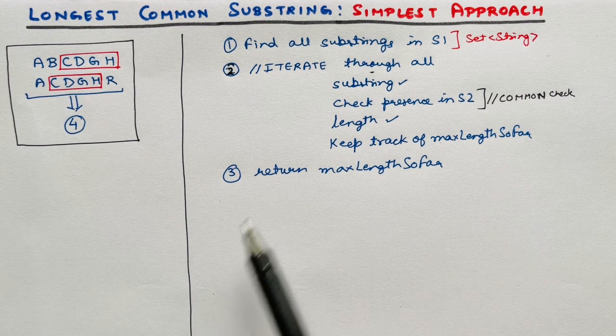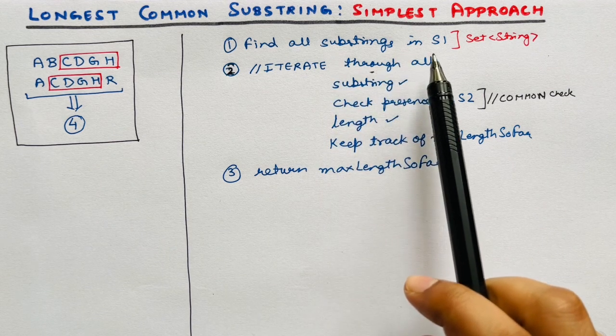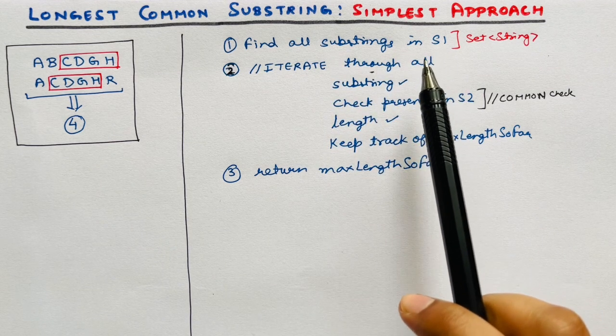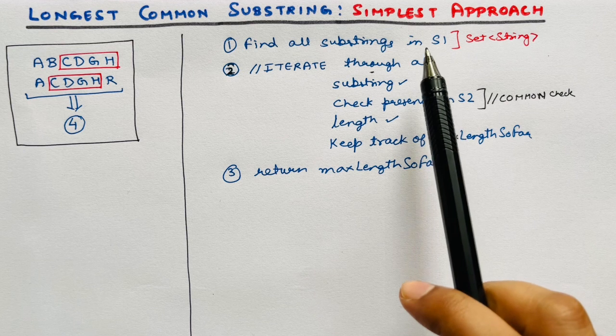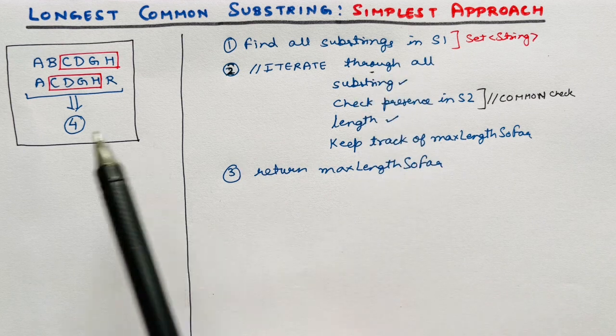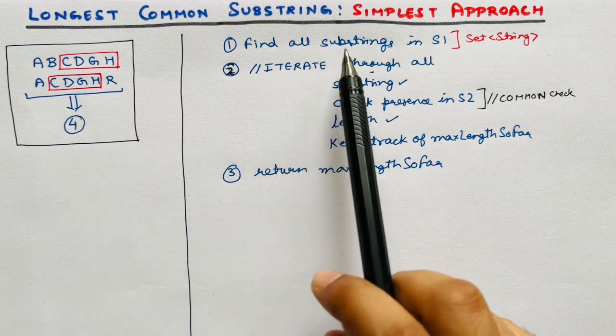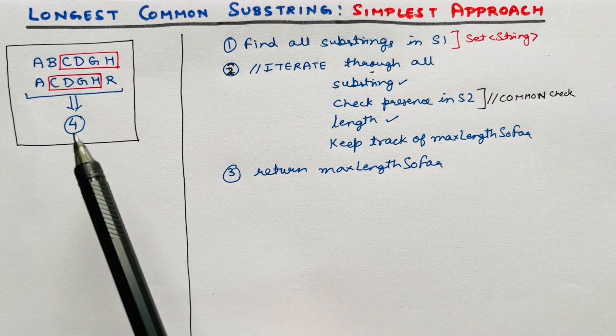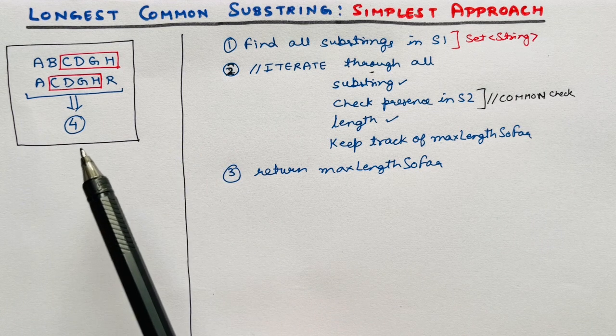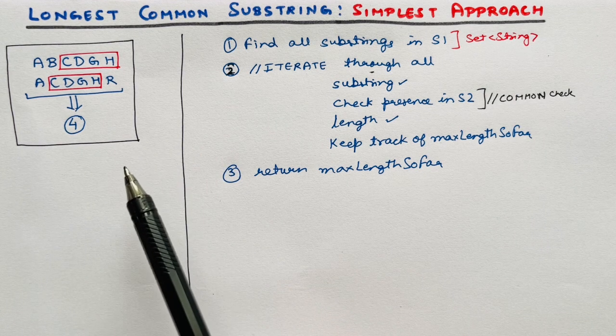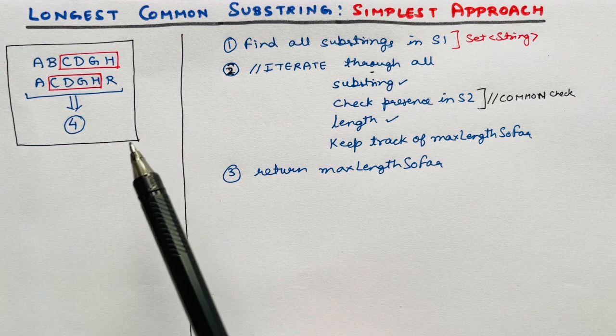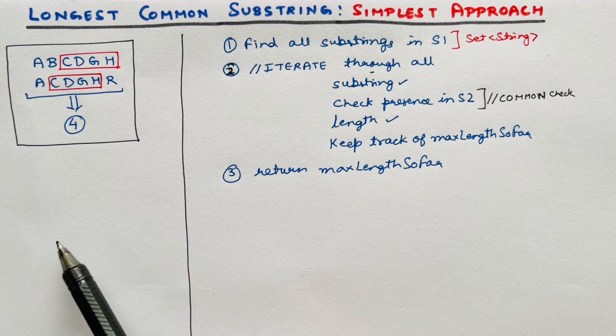Now, our problem is how do we find all substrings in a string? This is a very common subproblem. We can simply use two pointers i and j to find all substrings. What will i track? i will track the starting position of that substring. And what will j track? j will track the end position of that substring.